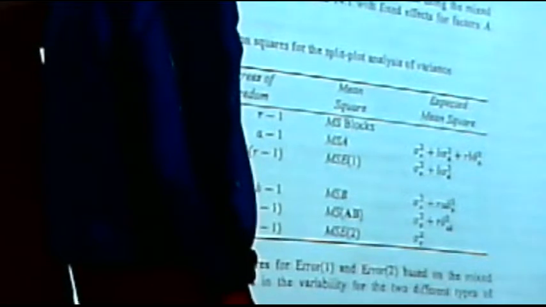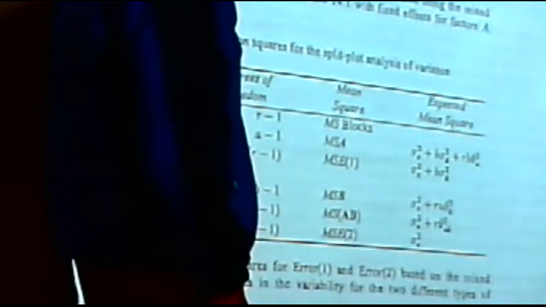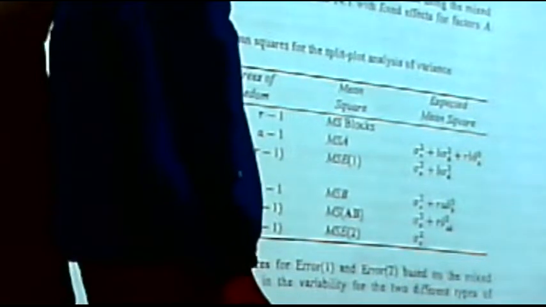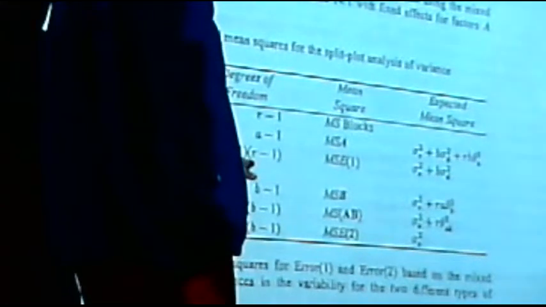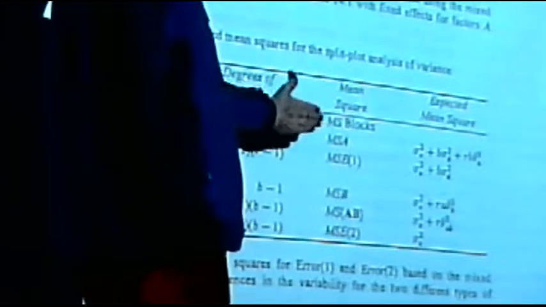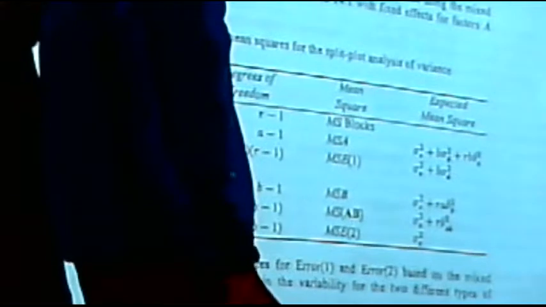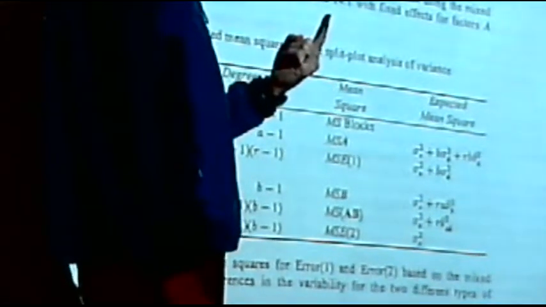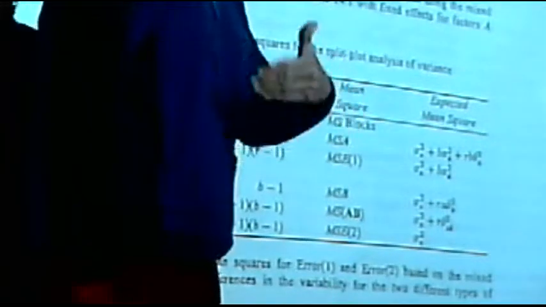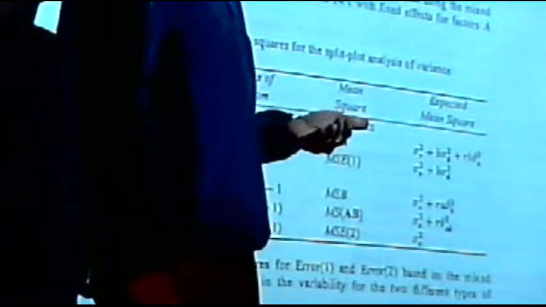Little a is the number of levels of factor A. What's that symbol there? R. It's the number of replications. If you did one replication, you get a 0 there. So you've got nothing in that line. You've got no error line if you only have one replication. So basically with a split plot design, you must do replication. You read it right there.